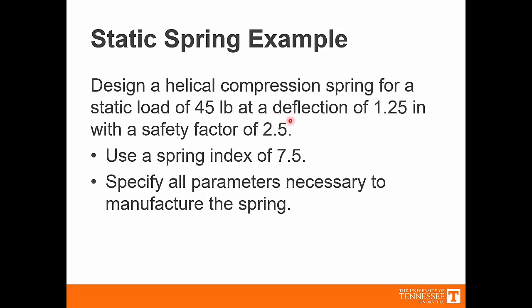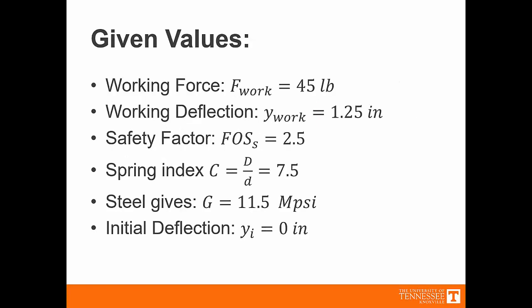Normally springs have some sort of initial deflection. And this one we're not told anything about that, so we'll assume that our initial deflection is equal to 0. So translating what we've been given into given values, we know that the working load is 45 pounds. We know that the working deflection is 1.25 inches. We have a factor of safety of 2.5, a spring index of 7.5.